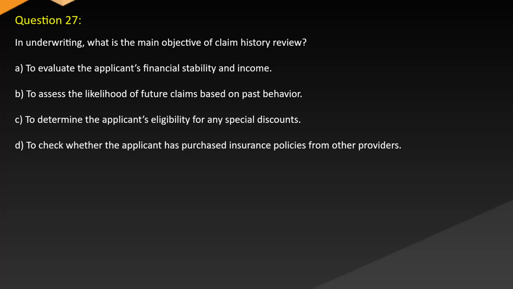Question 27. In underwriting, what is the main objective of claim history review? A. To evaluate the applicant's financial stability and income. B. To assess the likelihood of future claims based on past behavior. C. To determine the applicant's eligibility for any special discounts. D. To check whether the applicant has purchased insurance policies from other providers.